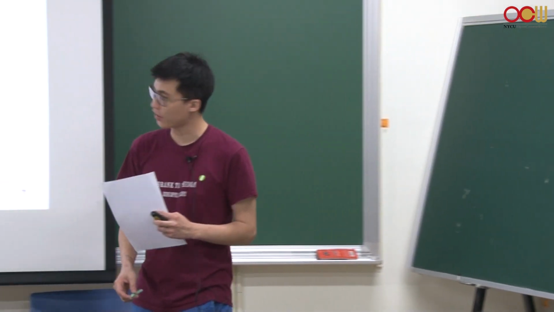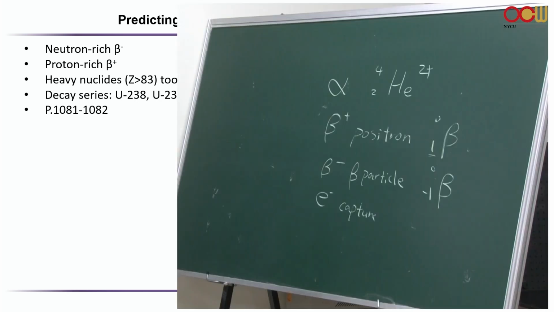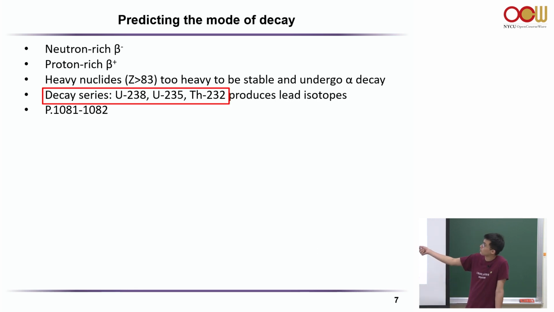For very heavy nuclei, we go back to the rule: Z larger than 83 are generally not stable, and they will go through alpha decay. So you decrease your atomic number and the amount of neutrons present by a lot. And then there's something called a decay series. It tells you that the uranium isotope will produce lead in the end.